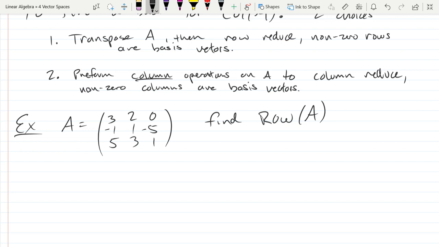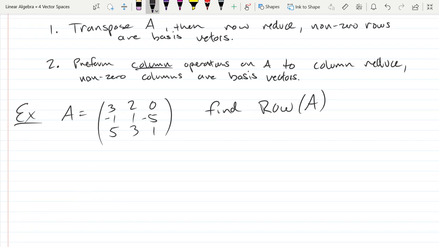Yep, so we're just going to reduce, and then hopefully there will be a row of zeros, and we'll just choose the other two. So you're going to perform row operations, no transpose needed this time. So we're finding the row space by finding a basis.